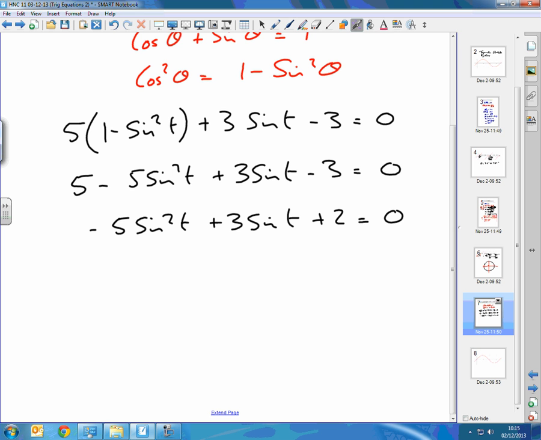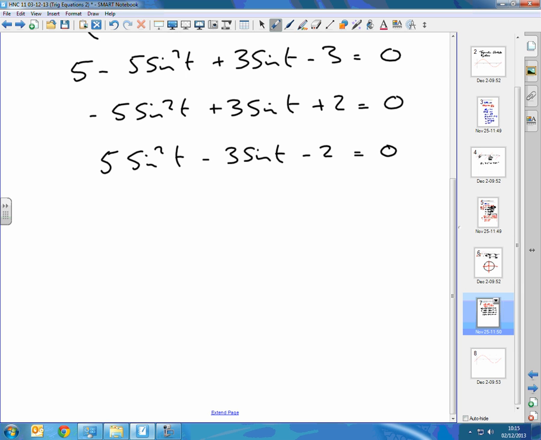Not essential, but at this point I would actually multiply through by minus 1 to get rid of the negative 5 here and make that positive. That will help, I think, when we look at substituting into the quadratic formula. So 5 sine squared t minus 3 sine t minus 2 equals 0. So now we have a equals 5, b equals minus 3, c equals minus 2, and we're going to substitute those into the quadratic formula.